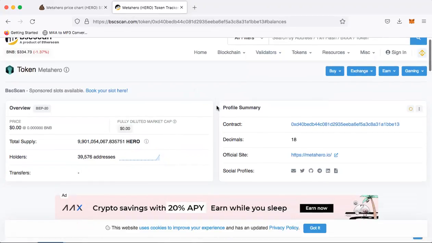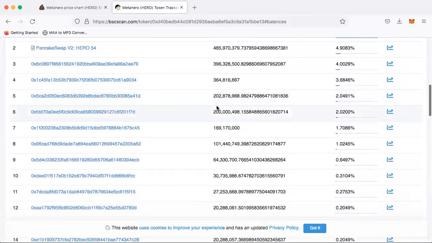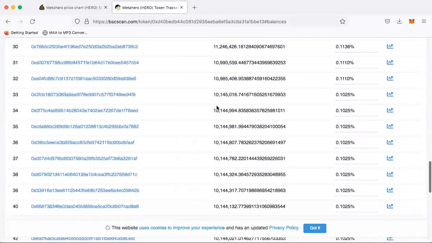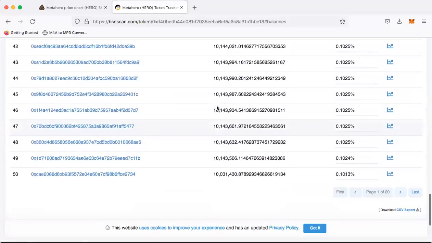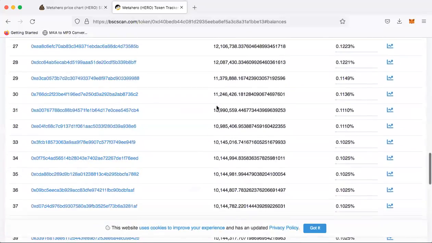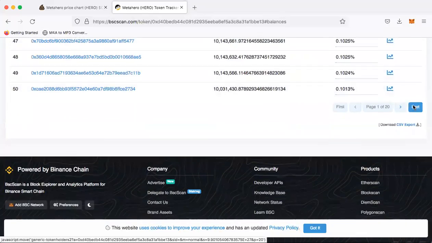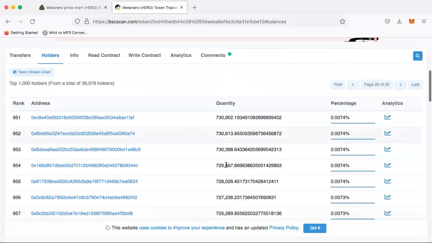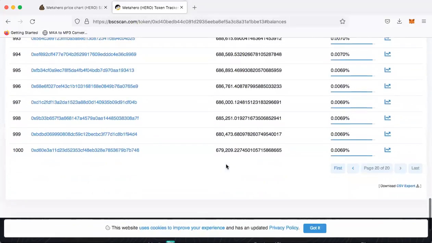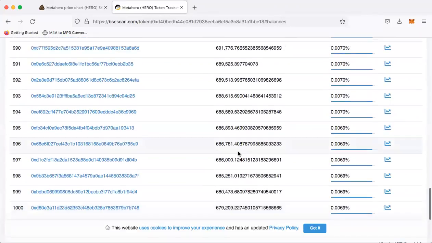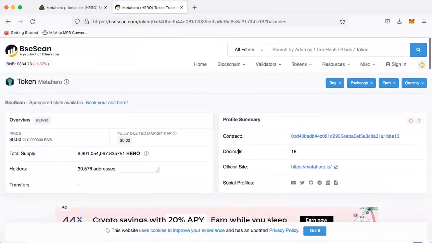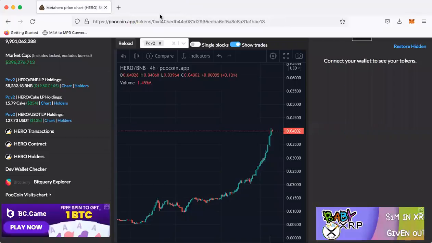This is incredible. Absolutely incredible. And look, guys, if you wanted to be a top 1,000 holder, you would need to hold literally, what are we looking at? 679,209 of these tokens is what you'd have to hold. Guys, this is phenomenal stuff right now.